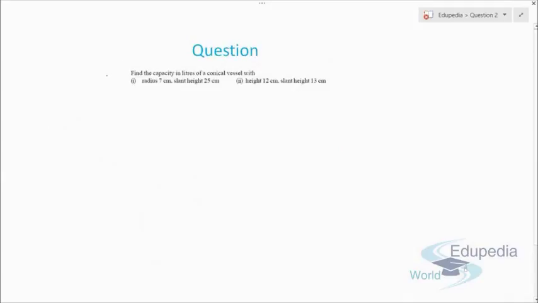Now, the question says that we need to find the capacity in liters of the conical vessel with radius 7 centimeter and slant height 25 centimeter. Right, so let's see how we can do this question, and it's a very interesting question. Now, first of all, it's given that radius is 7 centimeter and slant height is 25 centimeter, right?